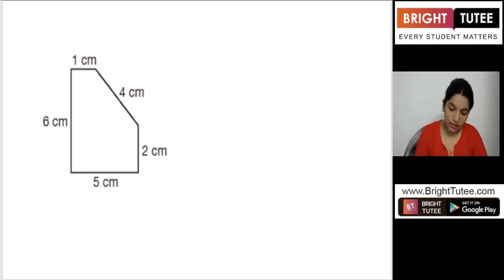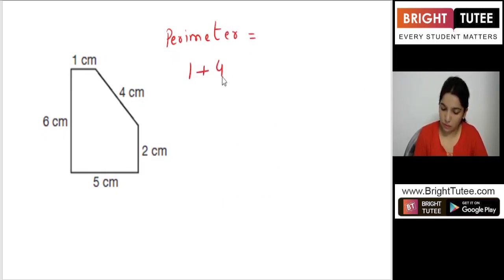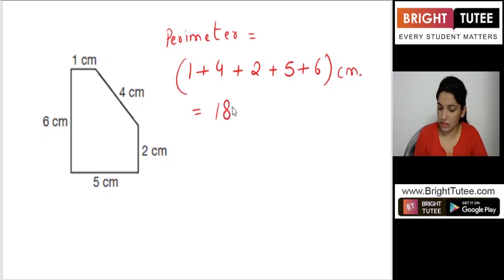Moving ahead, the next shape that comes here is again a polygon. So again, we can simply write down what the perimeter is this time. Perimeter is equal to 1 centimeter plus 4 centimeter plus 2 centimeter plus 5 centimeter plus 6 centimeter. Everything is in centimeters. So let us add them together. This is 10, 15, 16, 17. It is 18 centimeters. Okay.